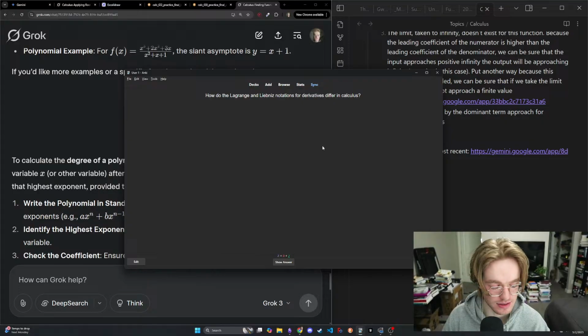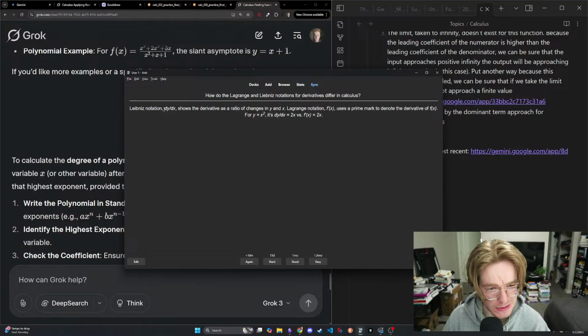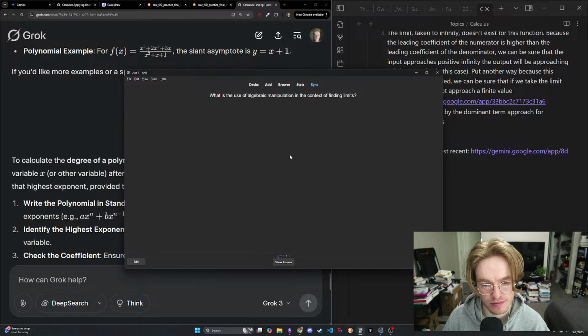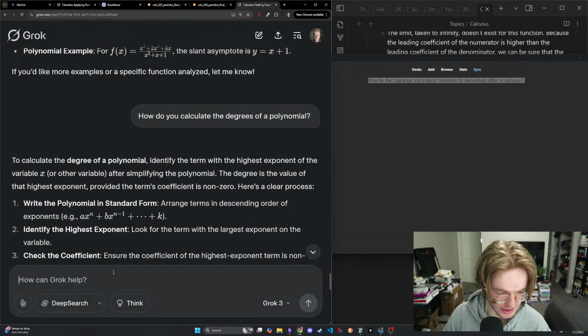Lagrange is the apostrophe syntax, and Leibniz is the syntax that emphasizes the rate of change, I believe. And it uses square brackets. Lagrange notation. As a ratio. Okay, does not use square brackets. So it's d over d. I don't know if this is correct. This seems not correct.